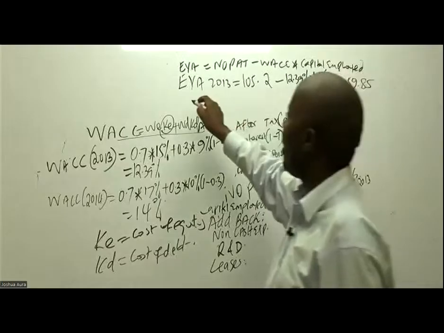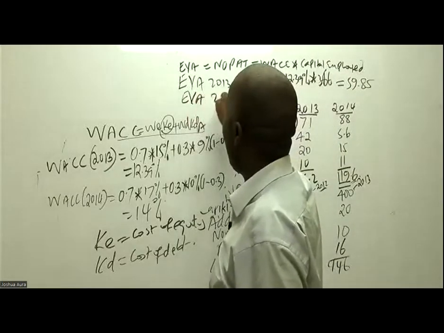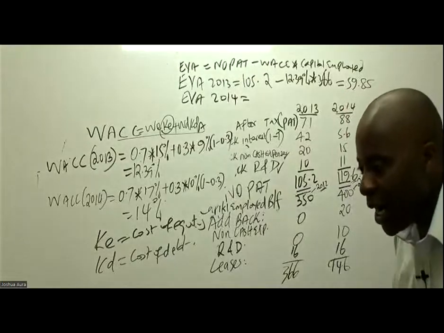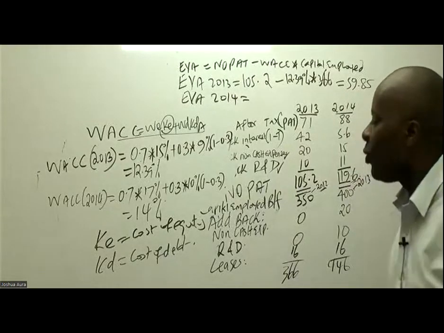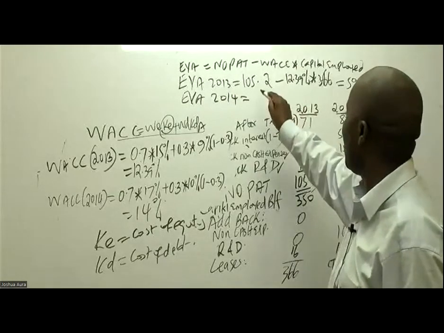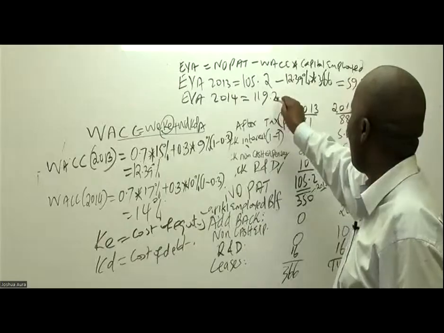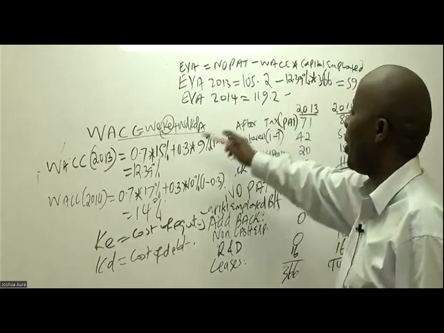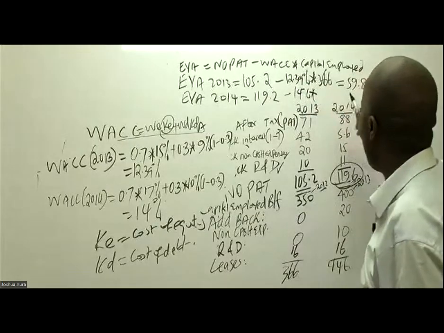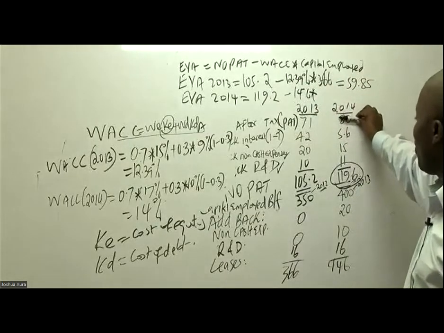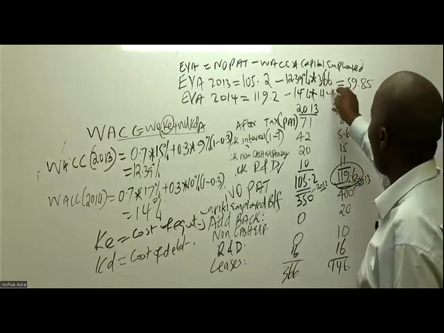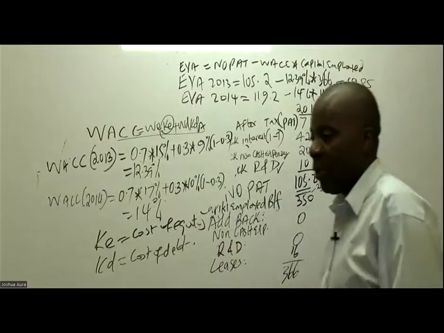And then now we have EVA for the year 2014. For 2014, the NOPAT here is 119.2 minus the WACC for 2014, which is 14%, multiplied by the capital that was employed in 2014, which is 446. What figure will that give me?